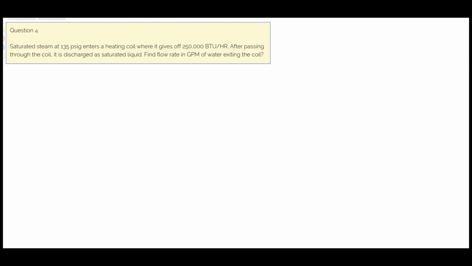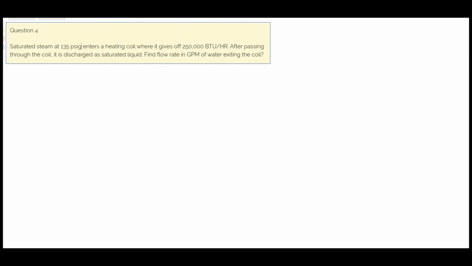Question 4. Saturated steam at 135 pounds enters a heating coil where it gives off 250,000 BTU per hour. After passing through the coil, it is discharged as saturated liquid. Find flow in GPM of water exiting the coil.